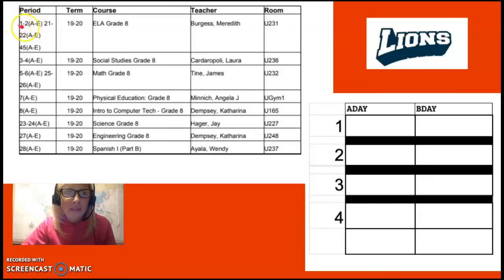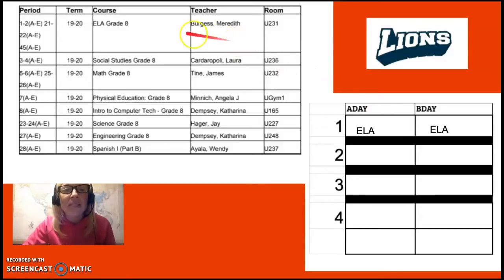Period 1 and 2 will be the first block that you go to every single day. Period 1 and 2 will also be where you start Success in Homeroom. For this schedule, we see the numbers 1, 2, and 21, 22. That's because this is an ELA class, which means we will meet every day for 90 minutes. So you will see ELA for period 1, block 1, A-day, and B-day.